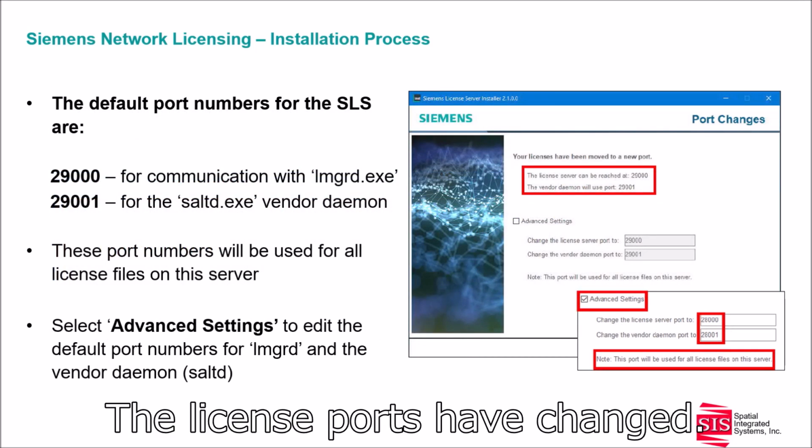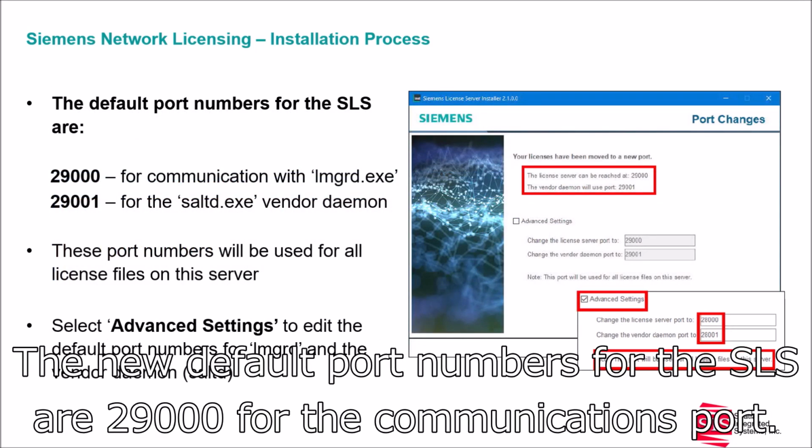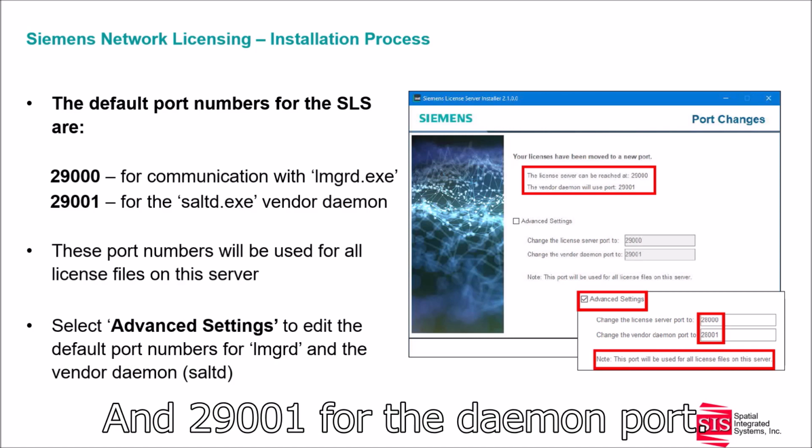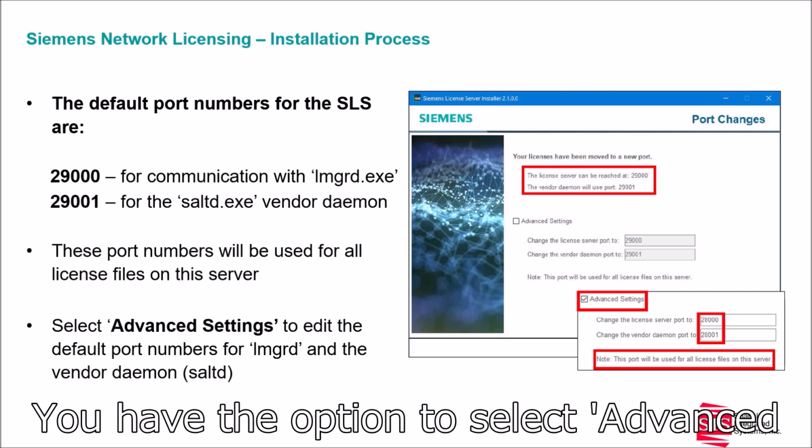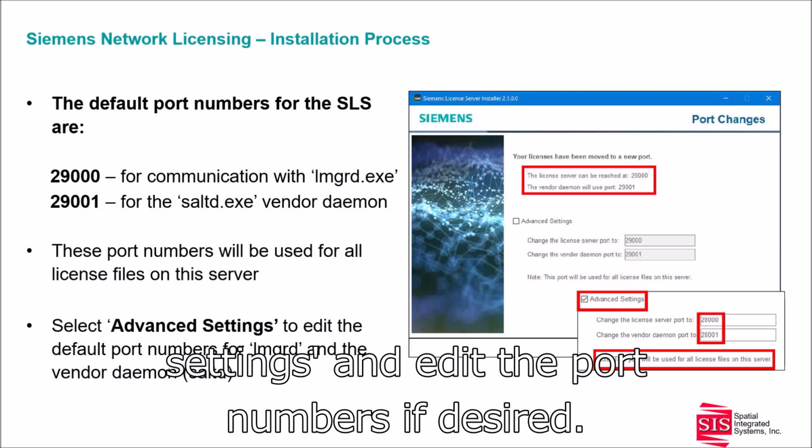The license ports have changed. The new default port numbers for the SLS are 29,000 for the communications port and 29,001 for the daemon port. These port numbers will be used for all licensed files on the server. You have the option to select advanced settings and edit the port numbers if desired.